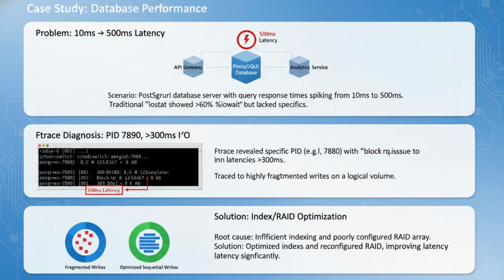Further investigation into these specific requests, aided by the sector and size information from Ftrace, pointed to highly fragmented writes to a particular logical volume. Correlating this with sched_switch showed the PostgreSQL process was indeed spending significant time blocked on these I/O operations. The root cause was identified as an inefficient indexing strategy coupled with a poorly configured RAID array, leading to excessive small random writes instead of larger sequential ones. The solution involved optimizing the database indexes and reconfiguring the RAID array for better write performance. Ftrace provided the granular data needed to move beyond guesswork and precisely identify the underlying problem.